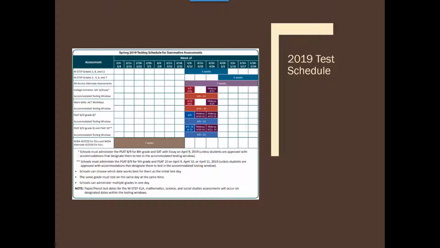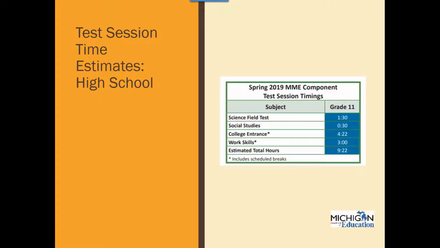The Guide to State Assessments also includes the test administration dates for paper-pencil testing. These are the high school testing time estimates. For MSTEP, the time estimates for each test do not include time for reading directions, answering questions, or other classroom tasks. The SAT and ACT WorkKeys are both timed tests, while MSTEP is not a timed test.